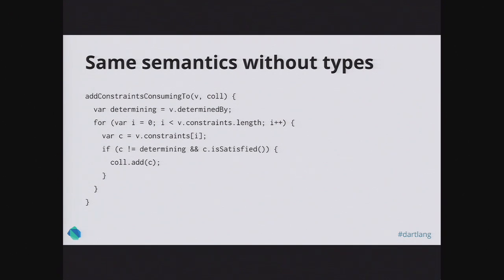Anyway, I've gone ahead and removed the types. The semantics of this algorithm is exactly the same, no differences at all. It's just a little bit shorter and maybe a little bit harder to understand. But anyway, the code is there. It's the same thing. And this is what we're going to try to optimize.